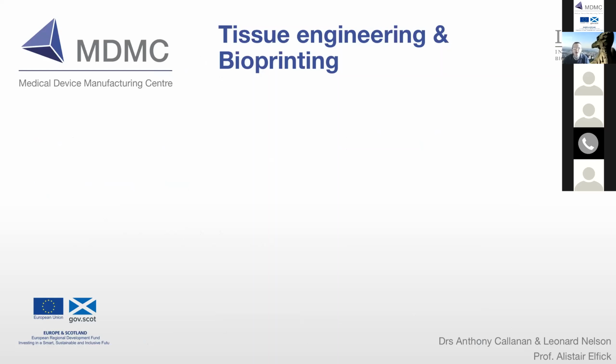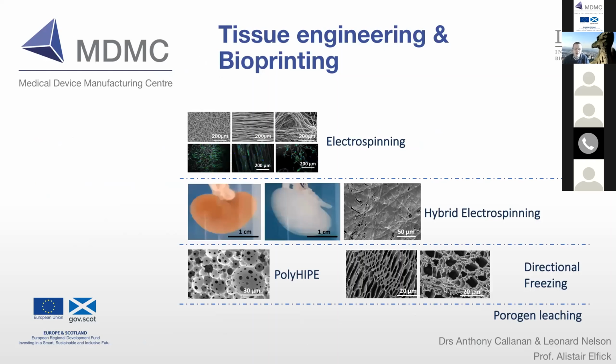So I'm going to review domain areas, competence areas, and just look at a few examples of the sorts of manufacturing techniques that we have within those. The first of those I'm going to talk about is tissue engineering, and particularly the fabrication of the scaffolds. So in tissue engineering, you grow cells on a scaffold, and then they become a piece of replacement tissue.